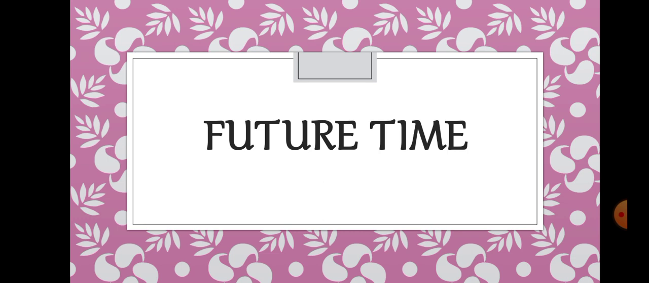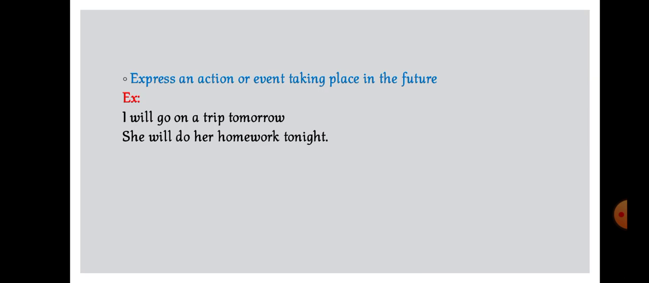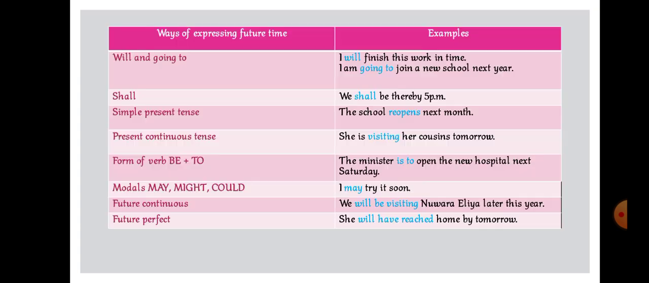Today we are continuing the same lesson, future time, which I did for you last Monday. On Monday we saw what the future is: what we do in future time to express an action or event that is taking place tomorrow, next year, in the next minute or the next hour. That is future time. Then we saw several different ways of expressing the future time.